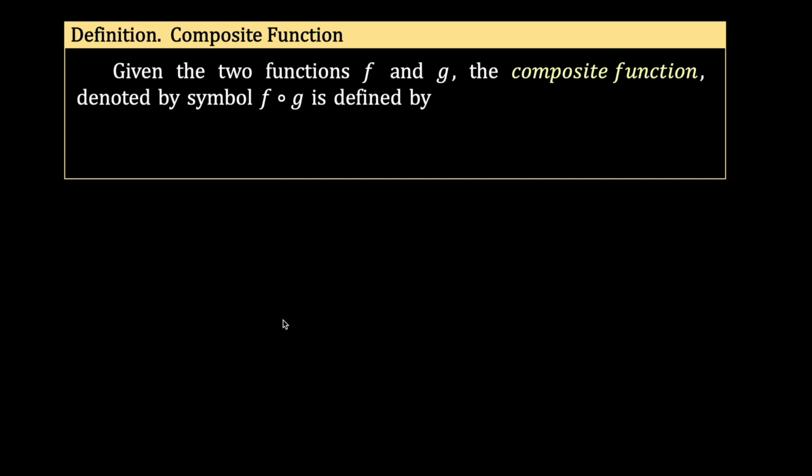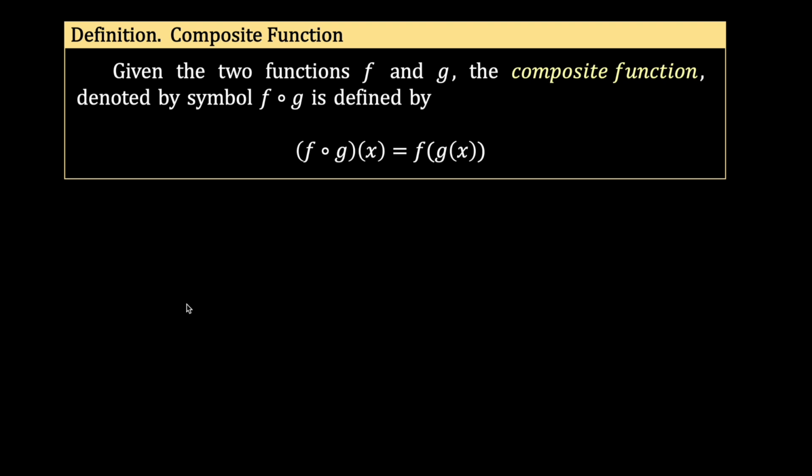Welcome to our general mathematics class, and for this video, we're going to introduce the concept of composition of functions. So let us define first what composition of function is, or composite function. Given the two functions f and g, the composite function, denoted by the symbol f circle g, is defined by f circle g of x equals f of g of x.